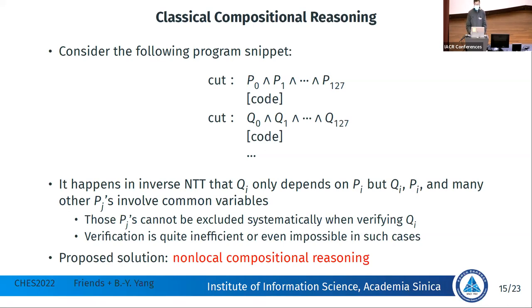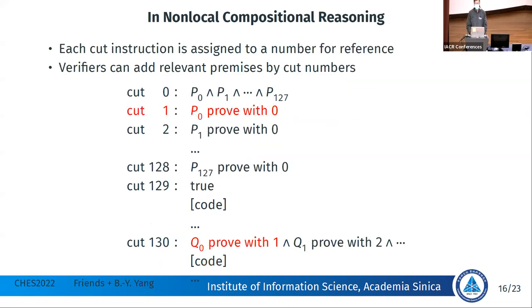And our idea is to do non-local compositional reasoning. We introduce primitives to jump around in the stages. So first you prove P0 all the way to P127, and then you show that each individually is true, which is obvious and is trivial. And then you prove each of the Qi with help of the individual Pi, which you can do. And finally you add them all together, and that's it. So that's non-local compositional reasoning, and it makes impossible verifications possible and slow verifications a lot faster.